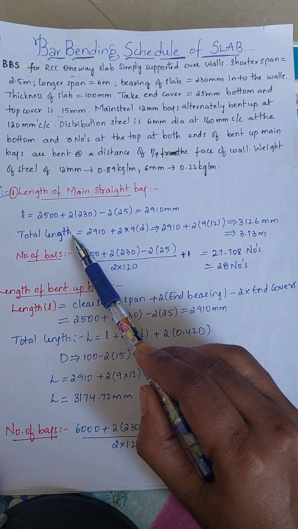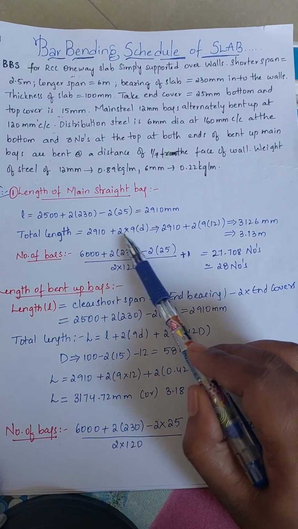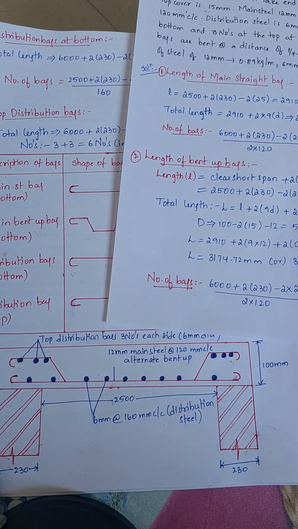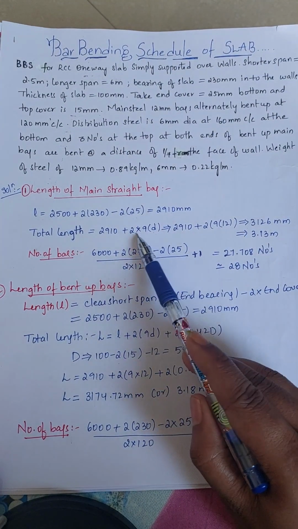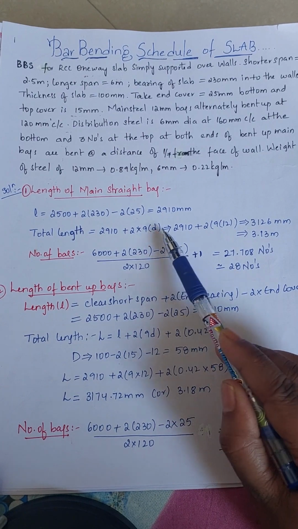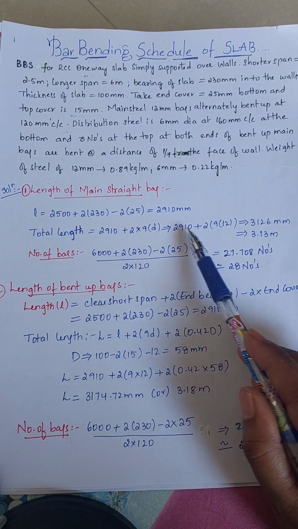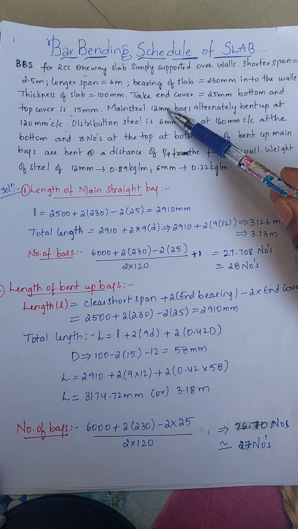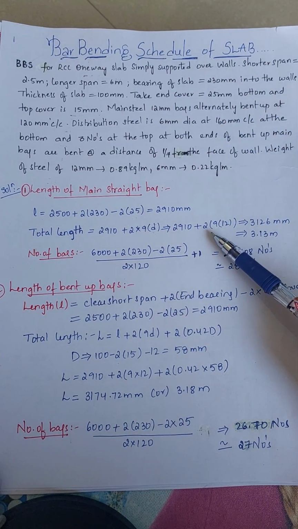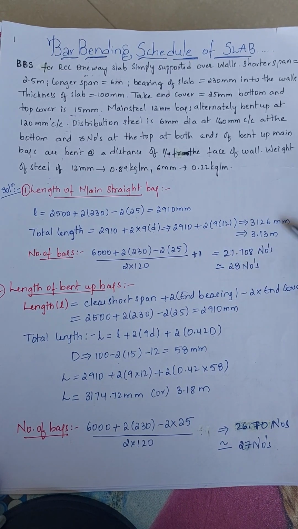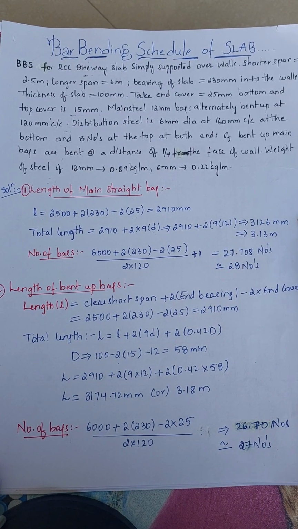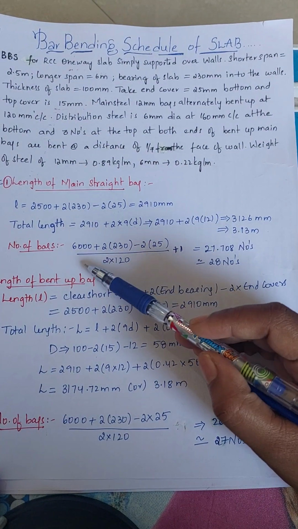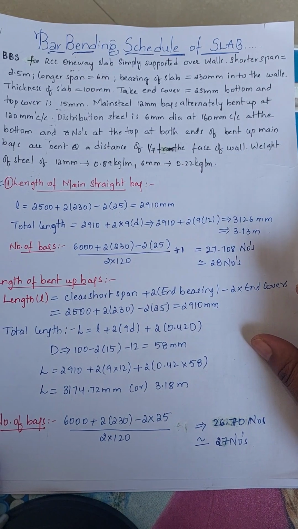Now we will calculate the total length. This 2910 mm plus the hook lengths. We are providing two hooks, so plus 2 into 9d, since for one hook we provide 9d. Here we are taking 12 mm main steel bars, as you can see in the question. So 2910 plus 2 into 9 into 12, and we get the total length as 3126 mm, which is 3.13 m.